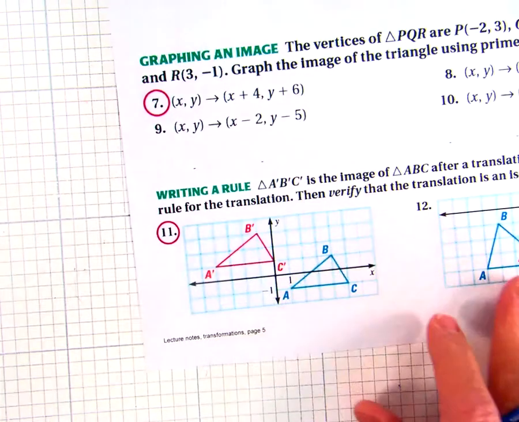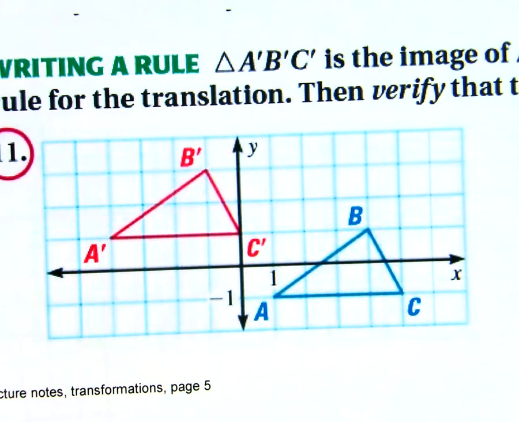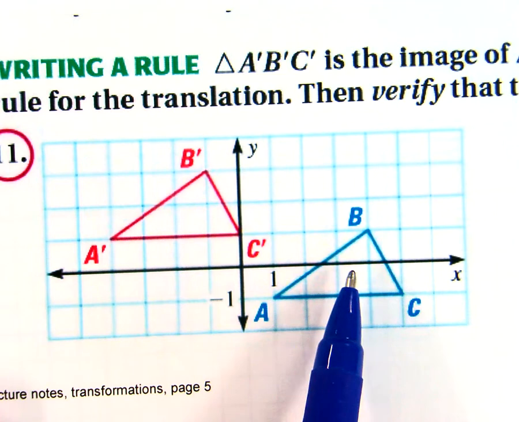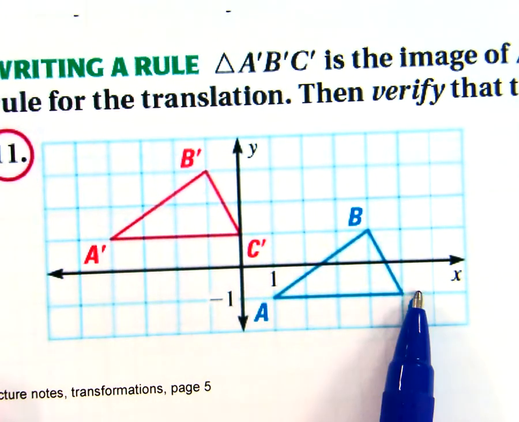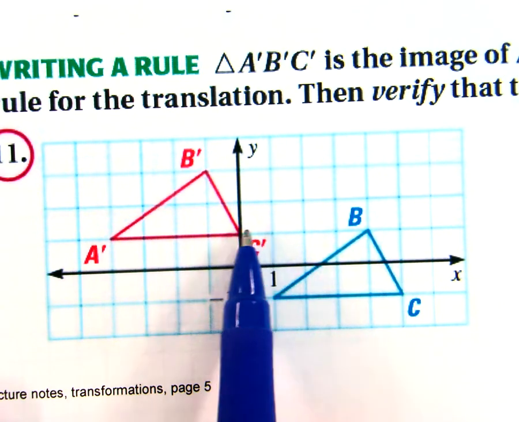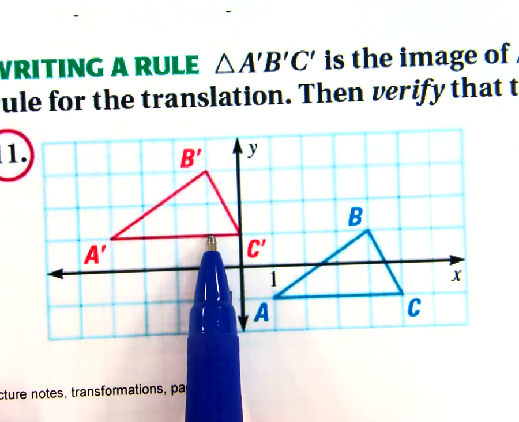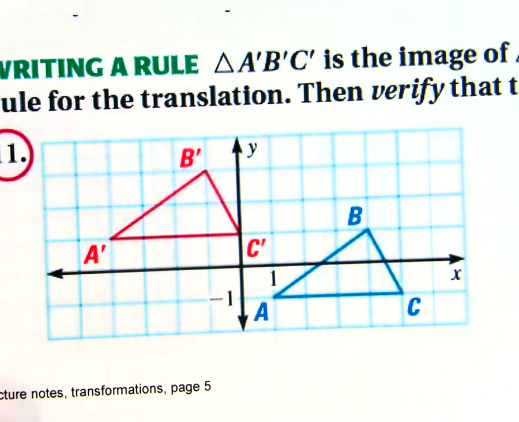So we can see an example of it here. What is that transformation? Be aware. Find the primes. That means it's the copy. This is the original. So B goes 1, 2, 3, 4, 5 to the left, which is minus 5 for the x, and up 2, which is plus 2 for the y. (x minus 5, y plus 2).